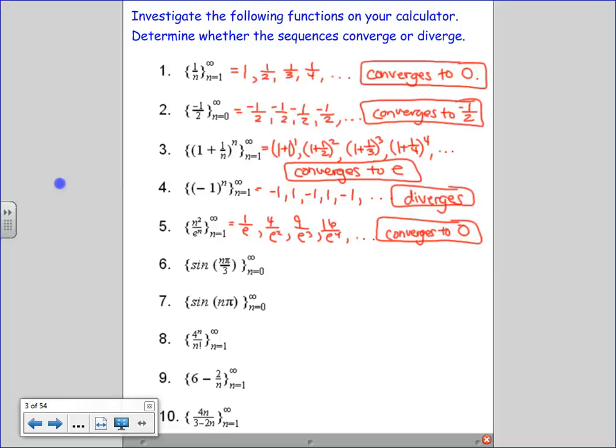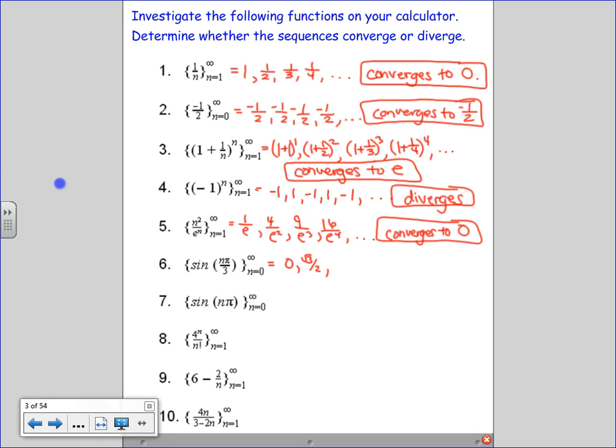How about this one? Sine of, start at 0, right? Start at 0. Sine of 0 is 0. 0 pi over 3, well, that's going to be 0. Next one, sine of 1 pi over 3. Square root of 3 over 2, right? Square root of 3, yeah.